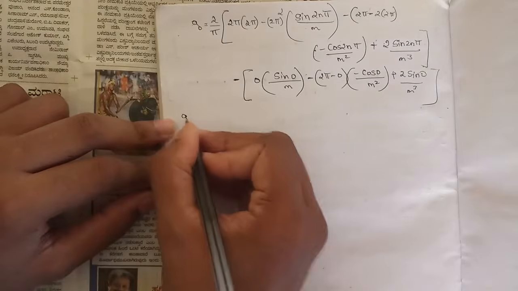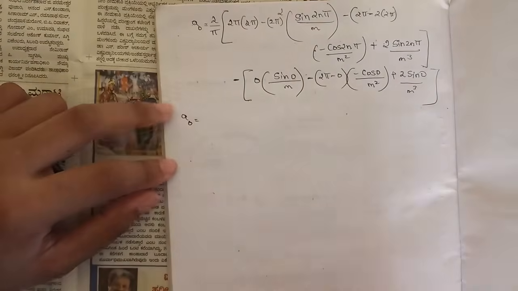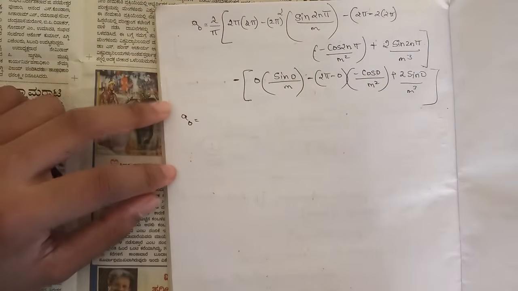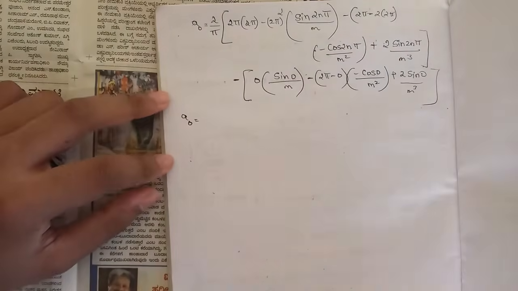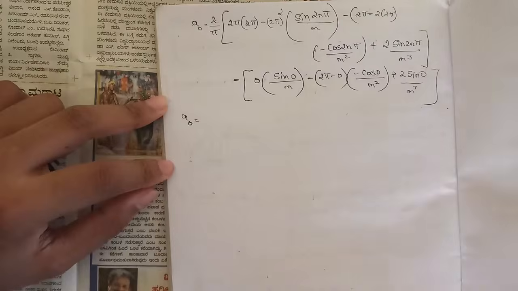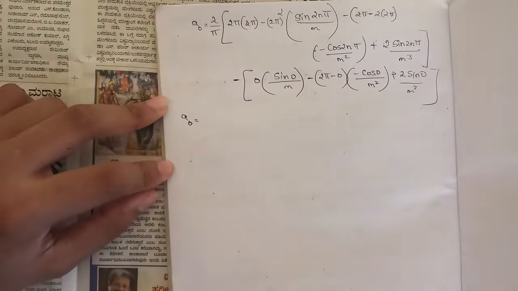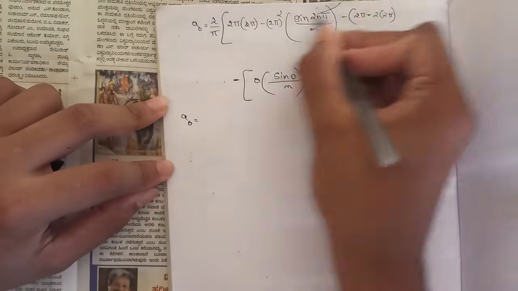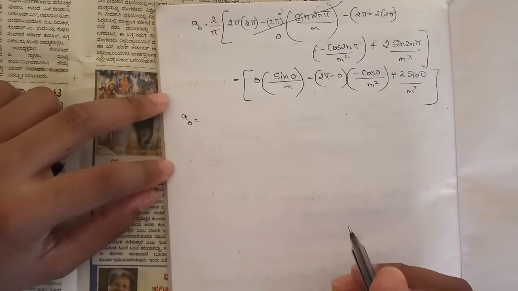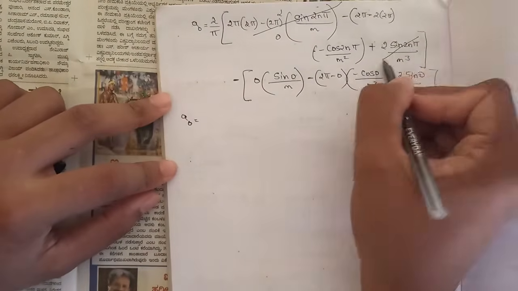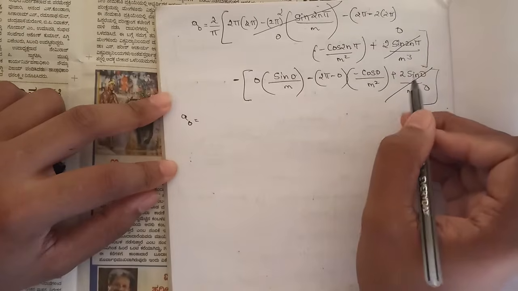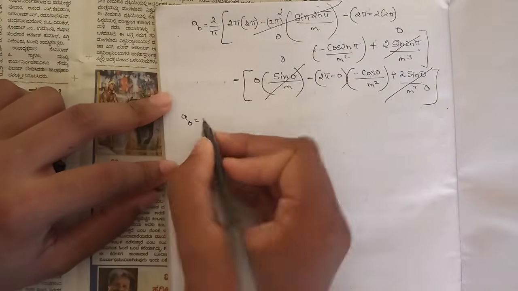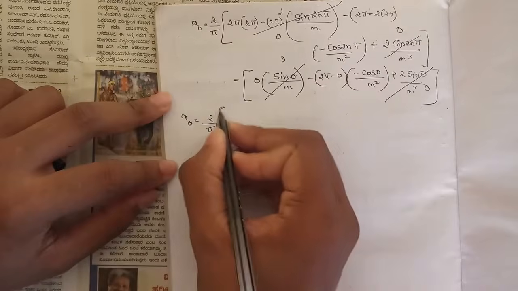So now we will further solve this. So here we can cancel out some terms. The value of sin 2n pi, we have seen that the value of sin 2n pi is 0. I have told you before. So this whole term becomes 0, and even this term becomes 0. This term becomes 0. Sin 0 is 0. Even this term becomes 0. So now we will write the remaining terms.